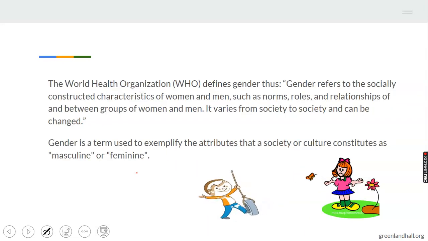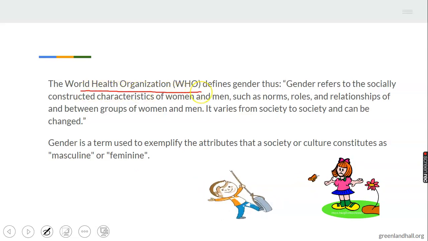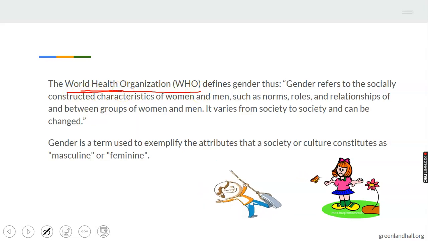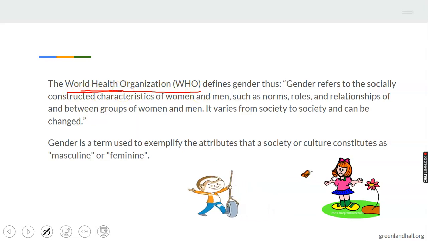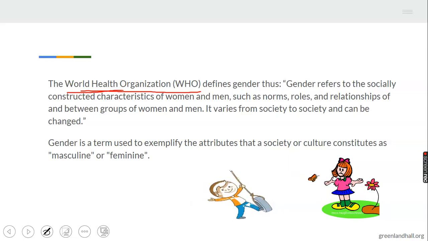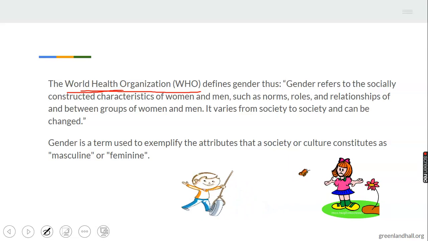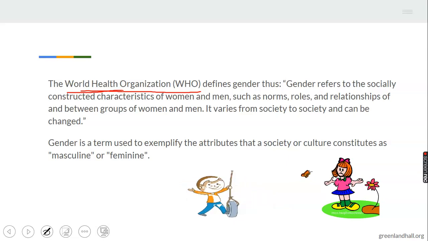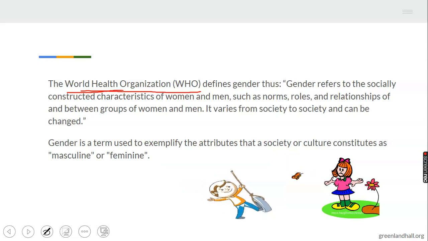Okay, the World Health Organization, that's the WHO, is the organization that is concerned with the health of the world. Not only a country, the health of the world. There's an organization like that. They have the responsibility of making sure that everybody is very healthy. Now, the WHO defines gender as what?